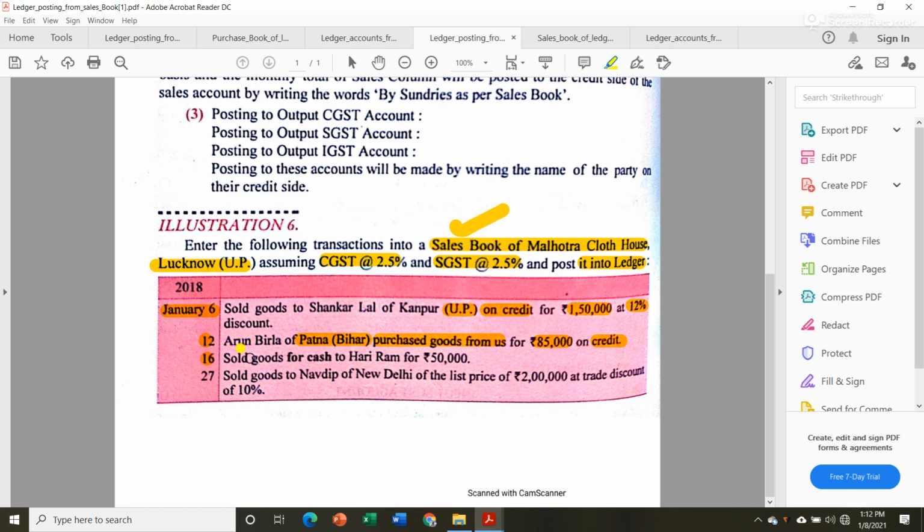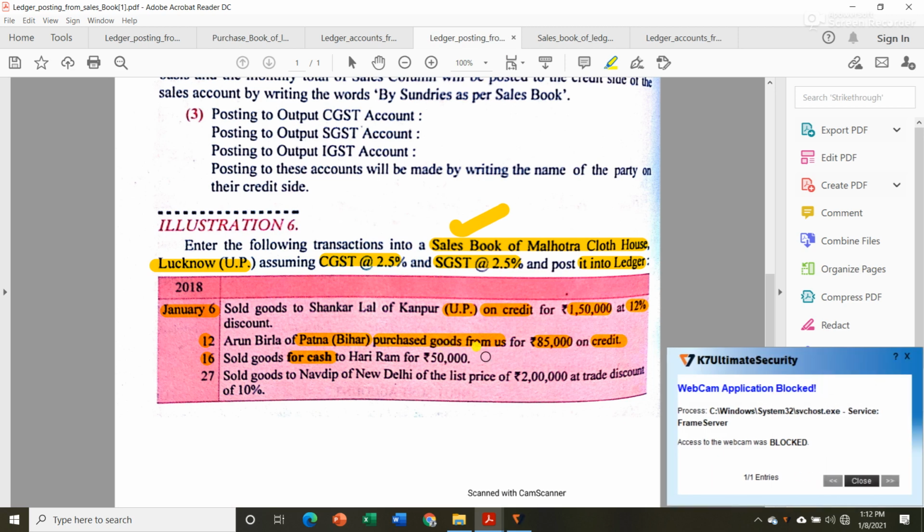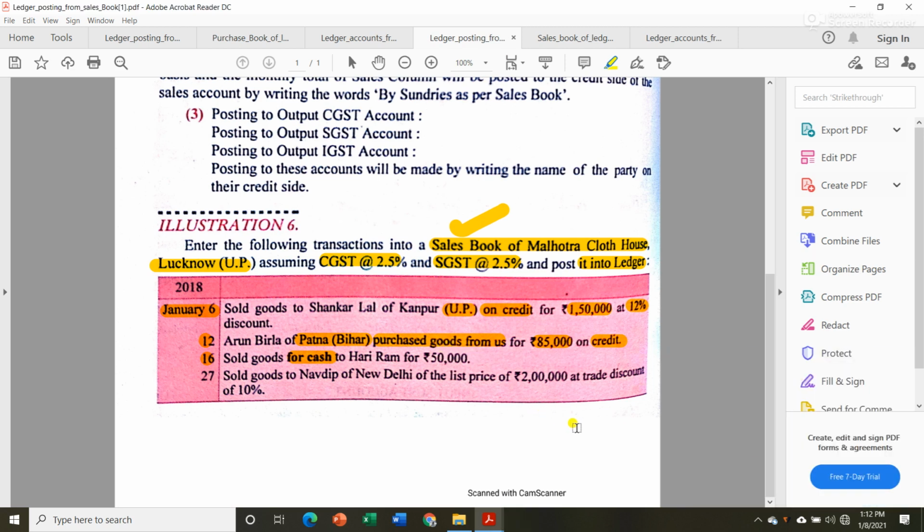On January 16, sold goods for cash. So whenever you see for cash, that means we have to ignore this transaction. We cannot record it in our sales book. The next is January 27. Sold goods to Navdeep of New Delhi. That means their business is in a different state. Of the list price 2 lakh, and trade discount is at 10%.